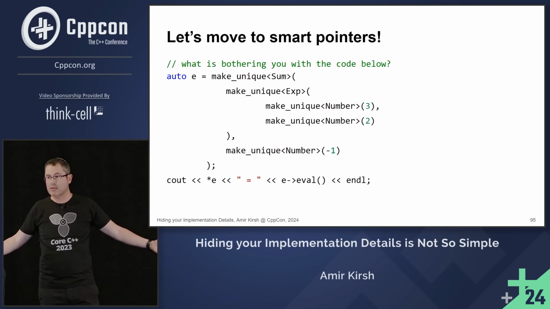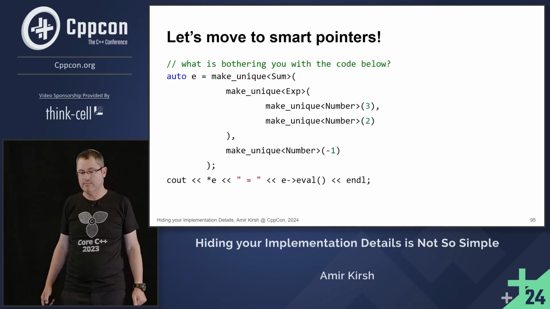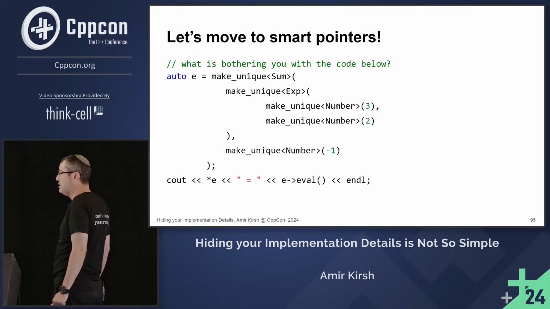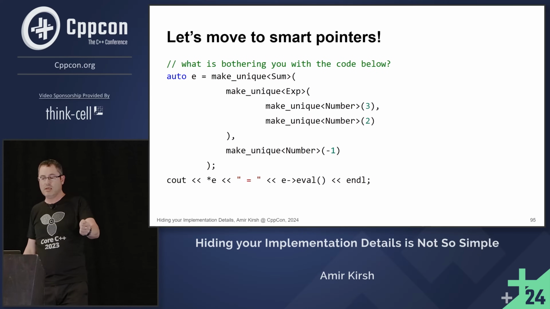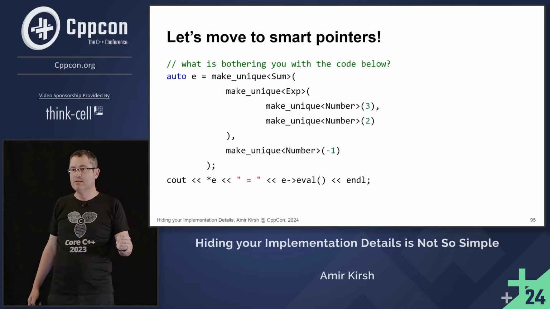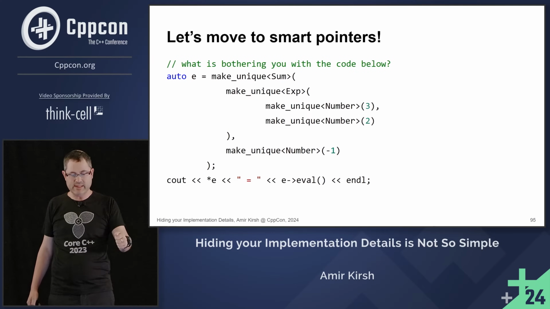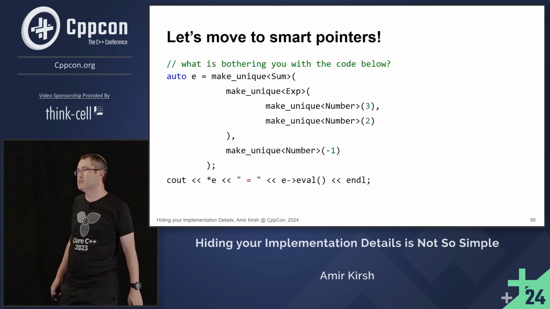So let's refactor that to use unique PTRs. What do you say about this? Okay, now the user is using smart pointers because I changed the class. The class is now using smart pointers. The class is now saying, okay, in order to build a math expression, you should provide unique PTRs of the operands. So your sum, please provide 2 unique PTRs.